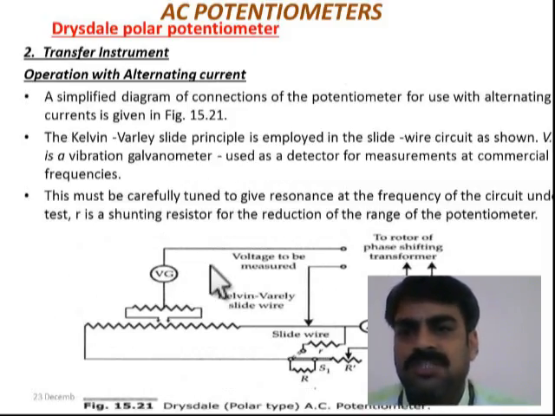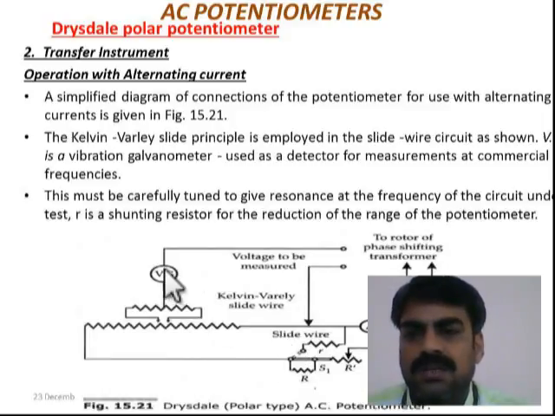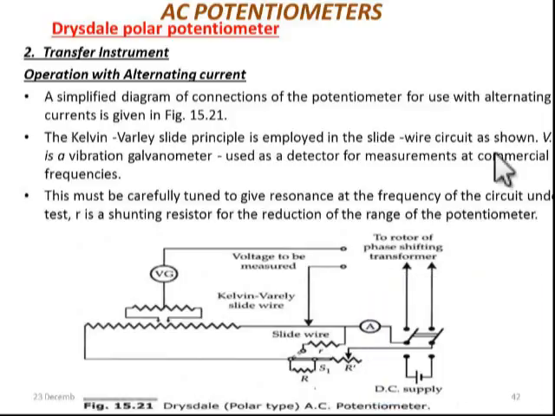And with respect to the transfer instrument, how are we going to use this AC potentiometer? The basic connection diagram is shown over here. We are not going to use a normal galvanometer when operating under AC. We will be using a vibration galvanometer, and the ammeter is of transfer type milliammeter. There is a slide wire arrangement, and here you can see that there is a DC source for standardization, and this will be connected to the unknown EMF when we are using the operate mode.